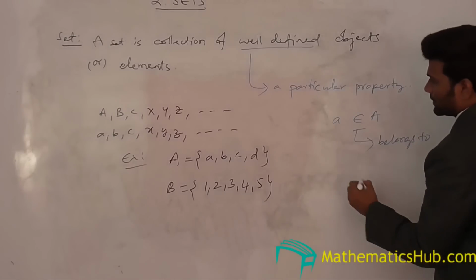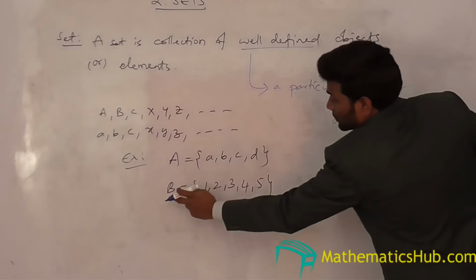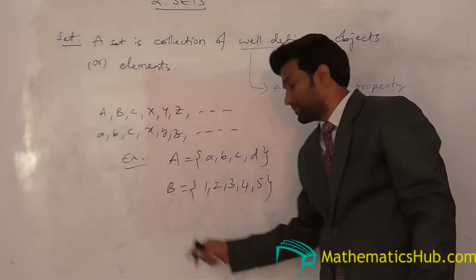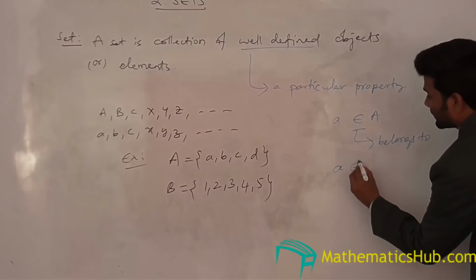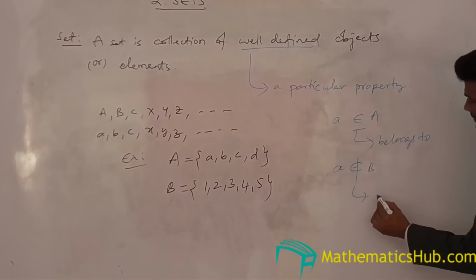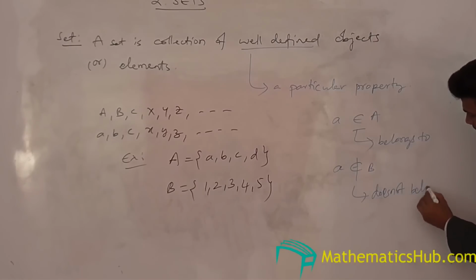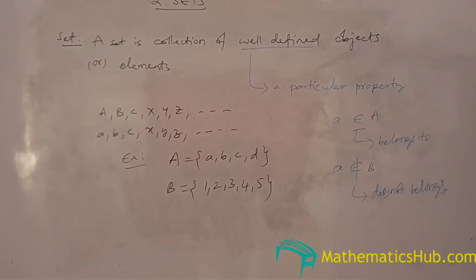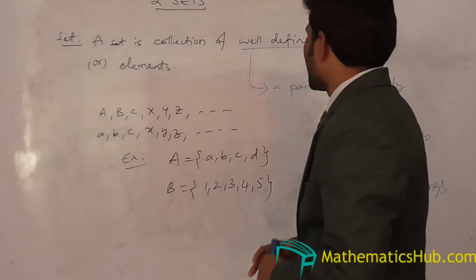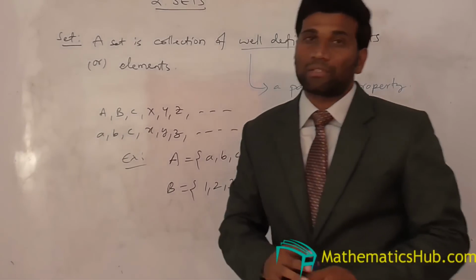And assume that a does not belong to set B. See here, is a there or not? There is no a inside B. So a does not belong to B. So this symbol denotes does not belong to. Now we'll see some examples based on sets, belongs to and does not belong to.